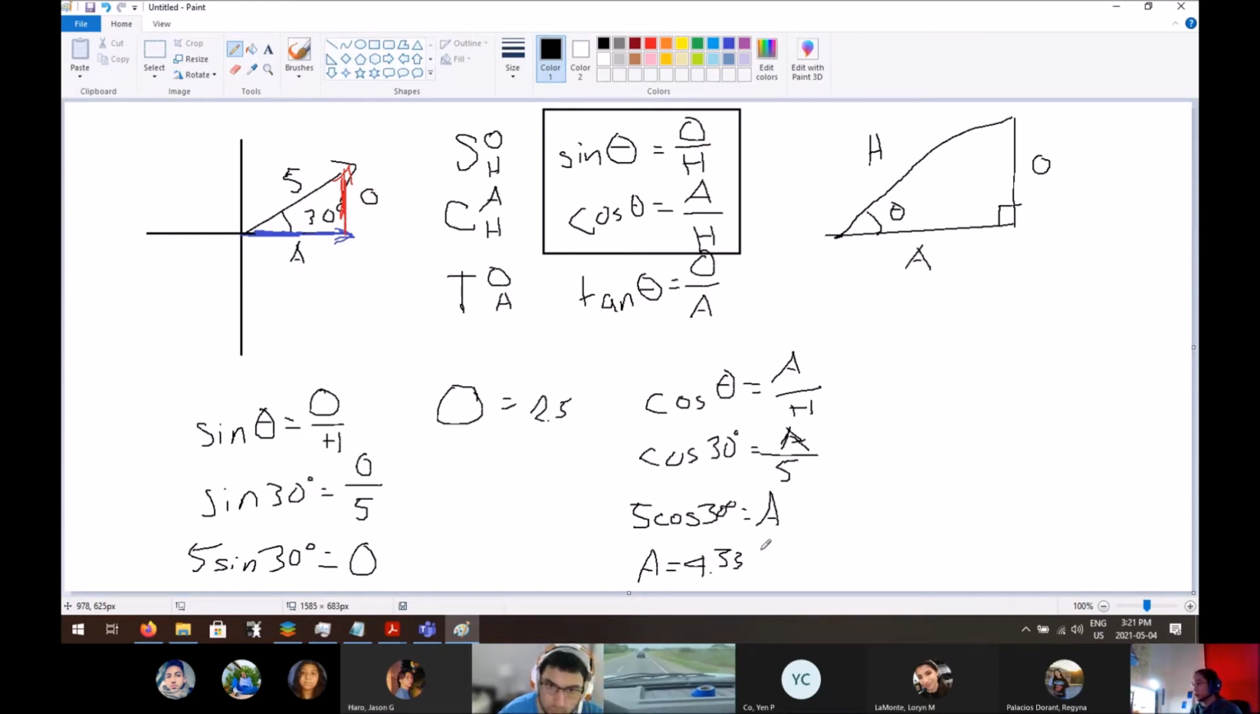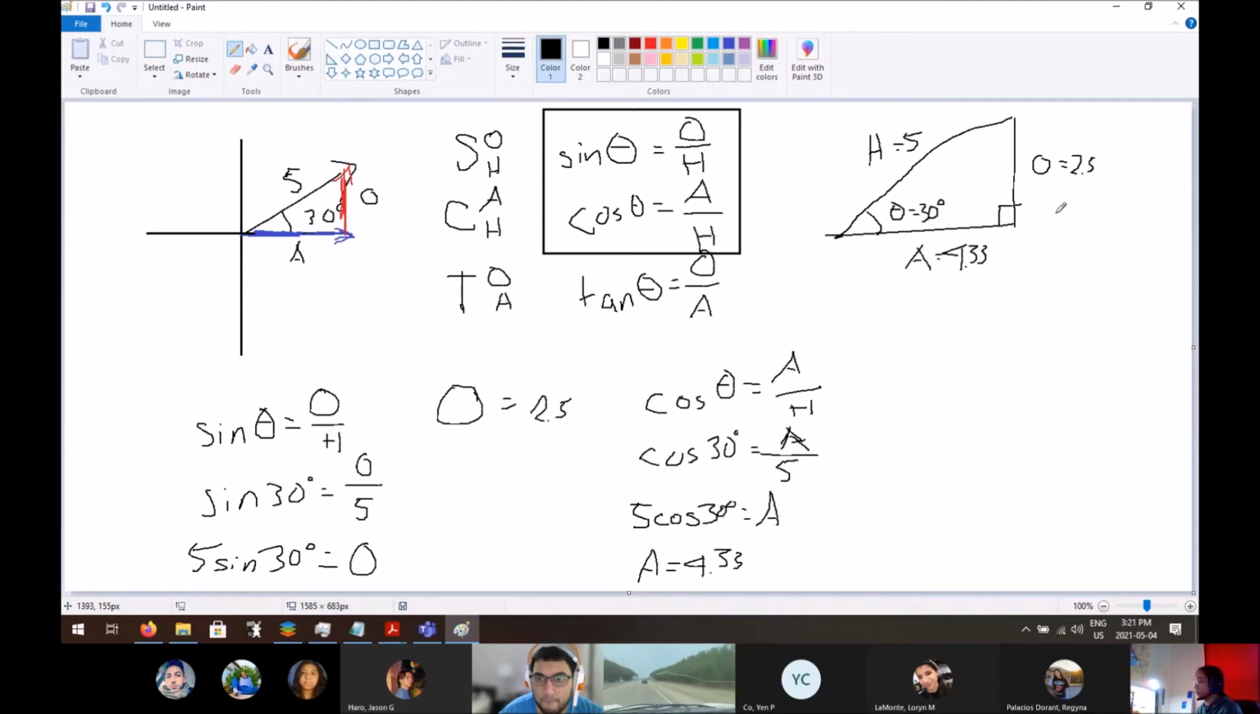Right? So what can we do with this information? Well, this is equal to 5. This is equal to 4.33. This is equal to 2.5. And this is equal to 30 degrees.